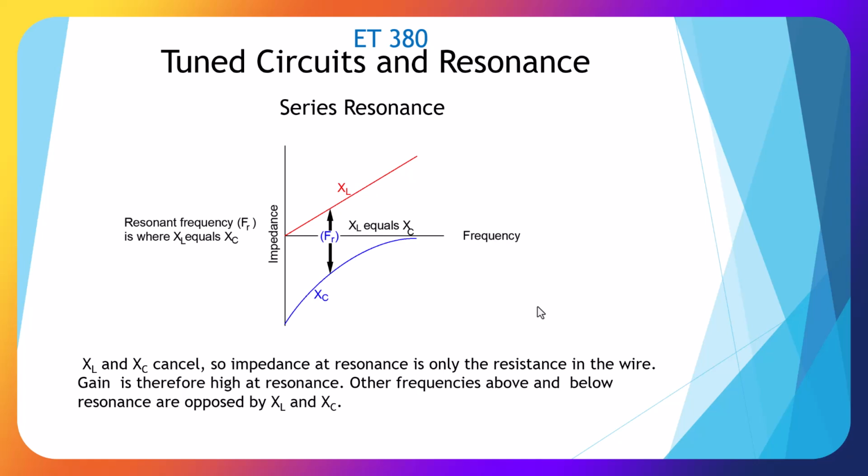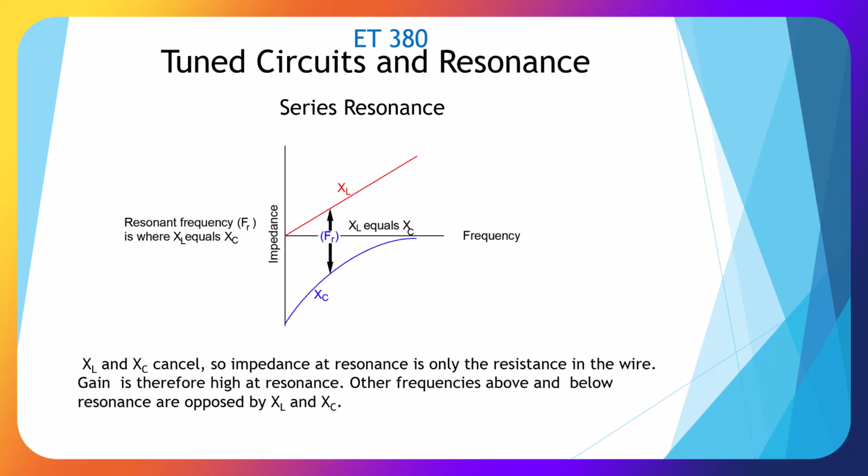Let's take a look at series resonance. Here we have an impedance versus frequency chart, and we have the positive inductive reactance and our capacitive reactance. Our resonant frequency, F of R, is where X of L equals X of C. So here, when the two are equal, we have our resonant frequency.